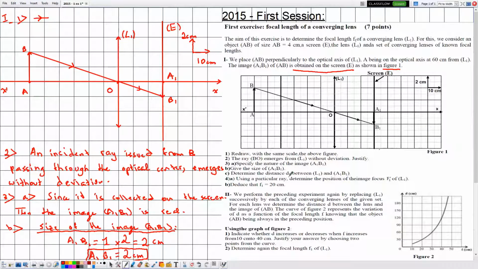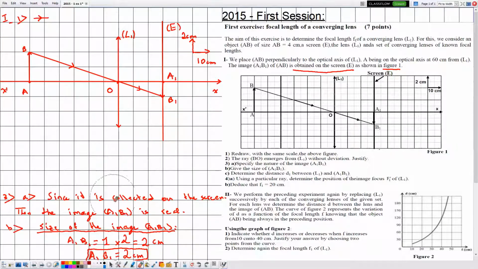Now in part C they are telling me to determine the distance D1 between L1 and A1, B1. D represents the distance between the lens and the image. Then part C, distance between L and A1, B1. Now this distance is denoted by D1.